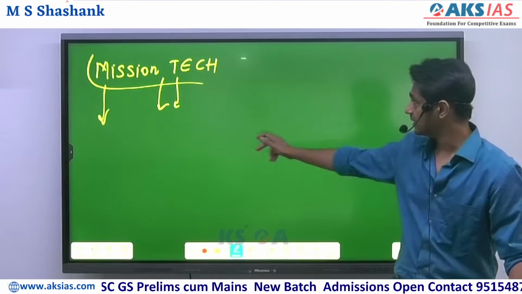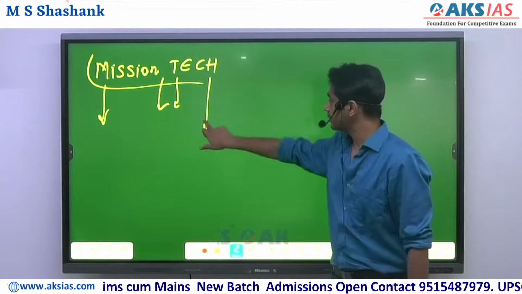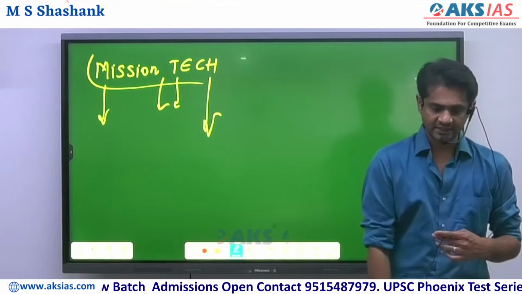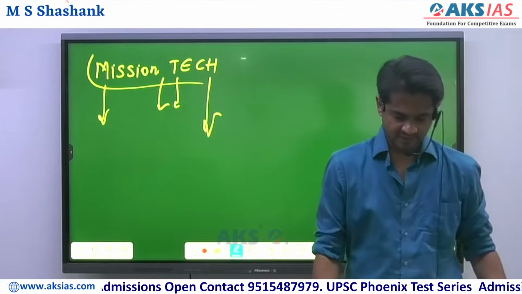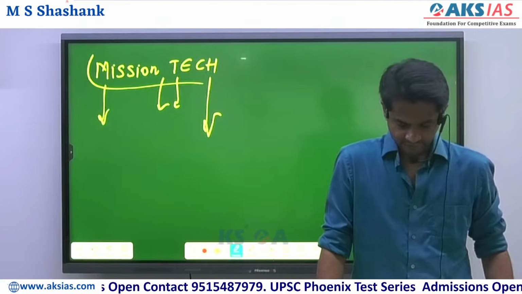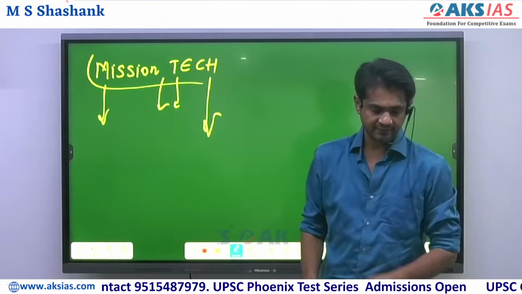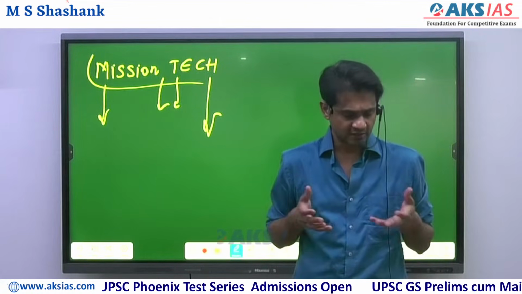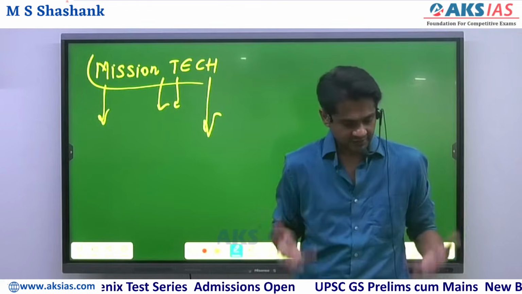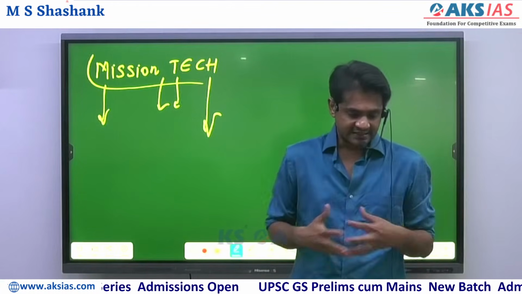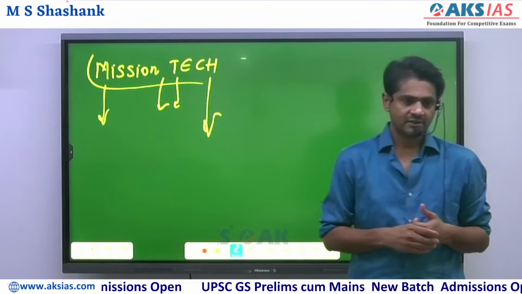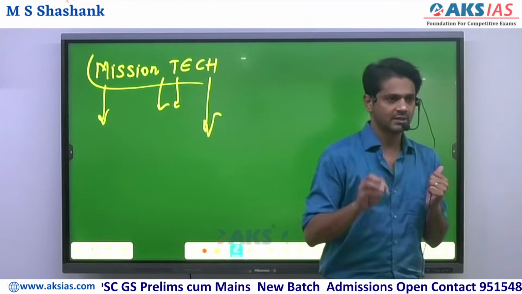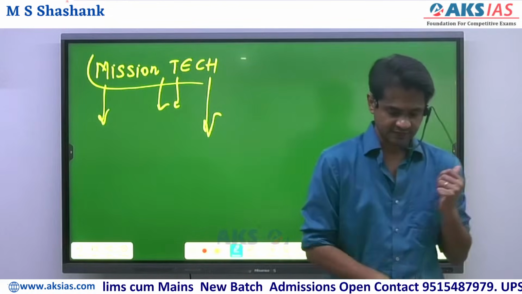Last, H is for human resources, human welfare outcomes: better services, better jobs, inclusion, productivity. Any technology mission is about better services, better jobs, inclusion, productivity, resilience, self-reliance, isn't it? So don't mug up all the technology missions. Learn this framework and try to fit your answer in this framework.